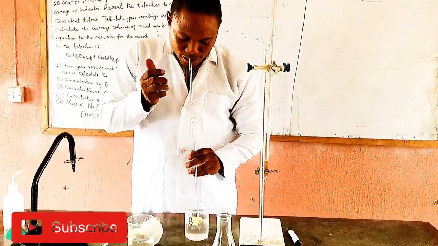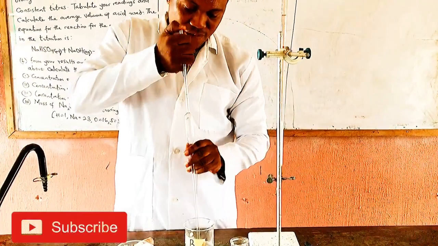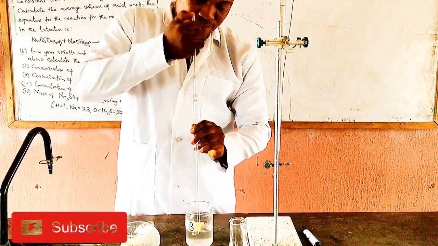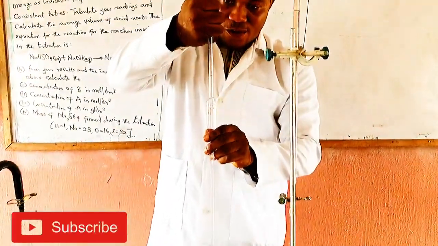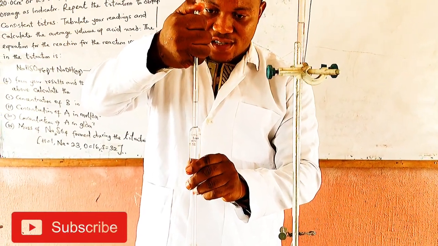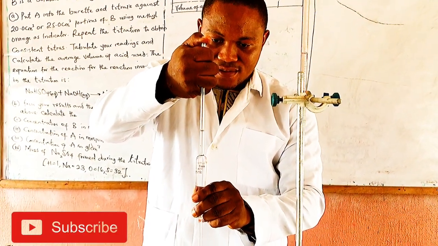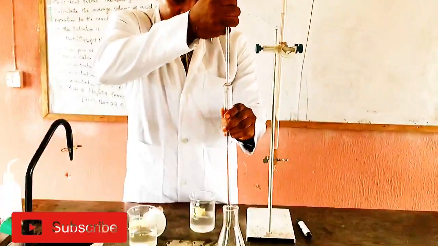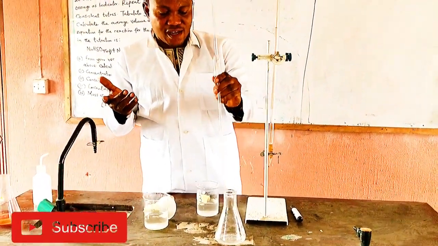So I have this. You can see it's not up to the mark. Okay, so I will release my hand gently, gently, gently, until that particular mark. Perfect. So I run into my conical flask. Very simple, practical. Just pay attention to it and you're fine.